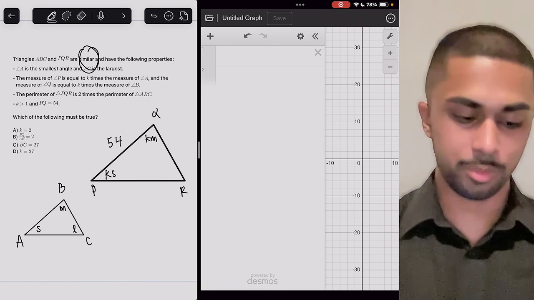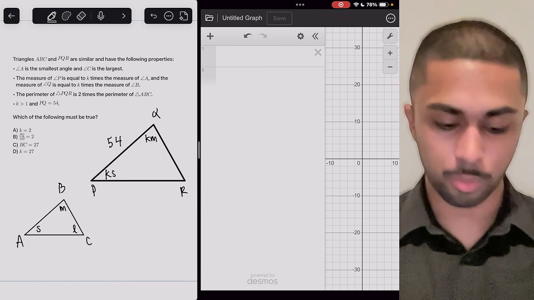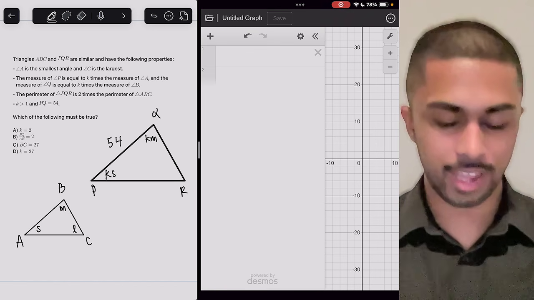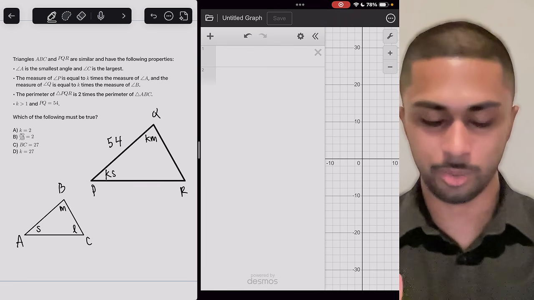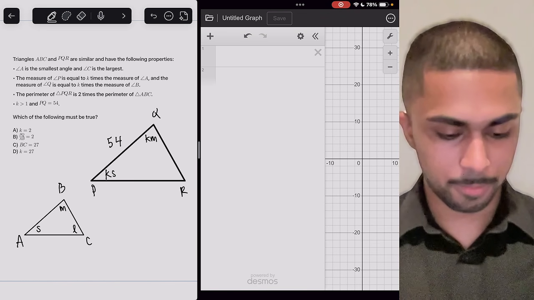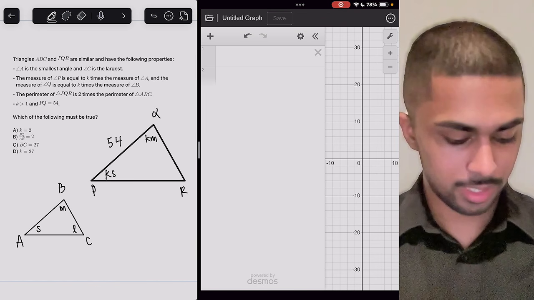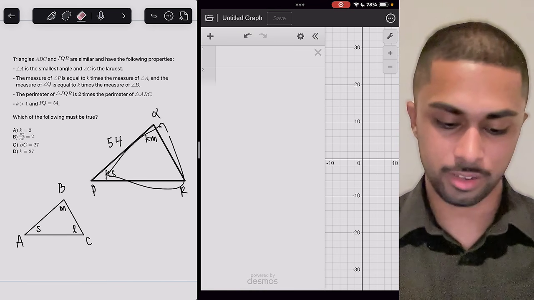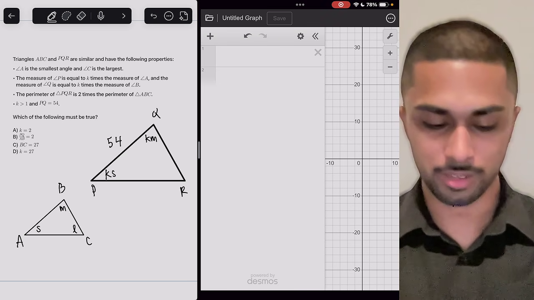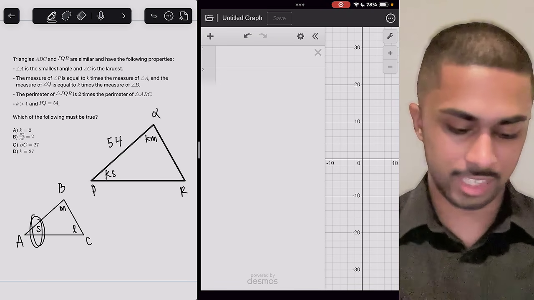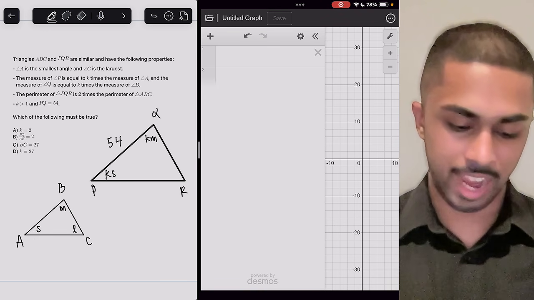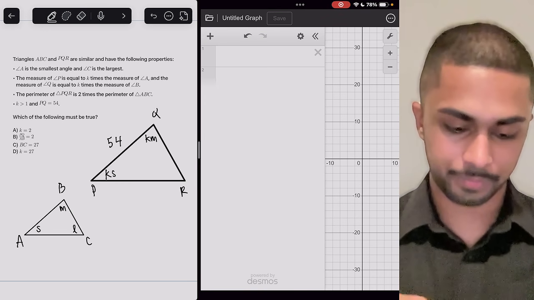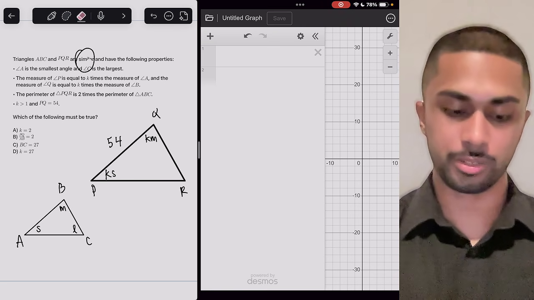Now, one more time, similar triangles have proportional sides. So the sides can be different. You just have to have the same ratios. But if there's an S here, there has to be an S here. That's what the same angles means. One of these angle measures has to be S here because these triangles are similar.